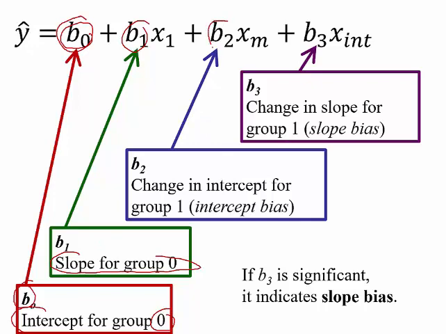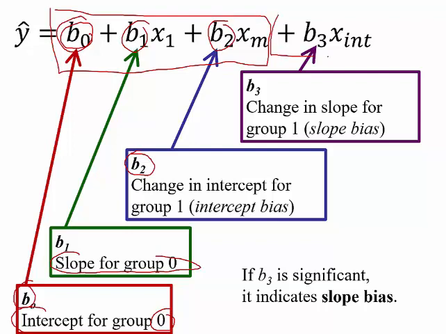And then beta 2 is the change in intercept for group 1. This is exactly what we saw in our previous example for intercept bias. So if beta 2 is significant, that means we have intercept bias. Note that essentially these first three components are the same things that we had when we were looking at intercept bias. And what I've added is this third thing, which is a slope for our interaction term.